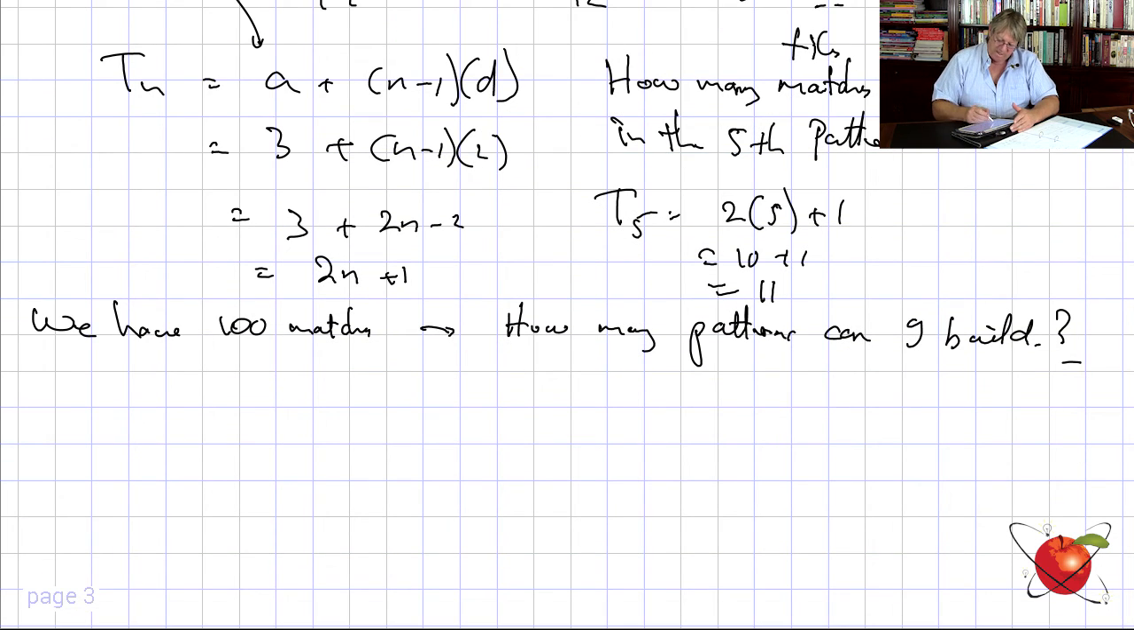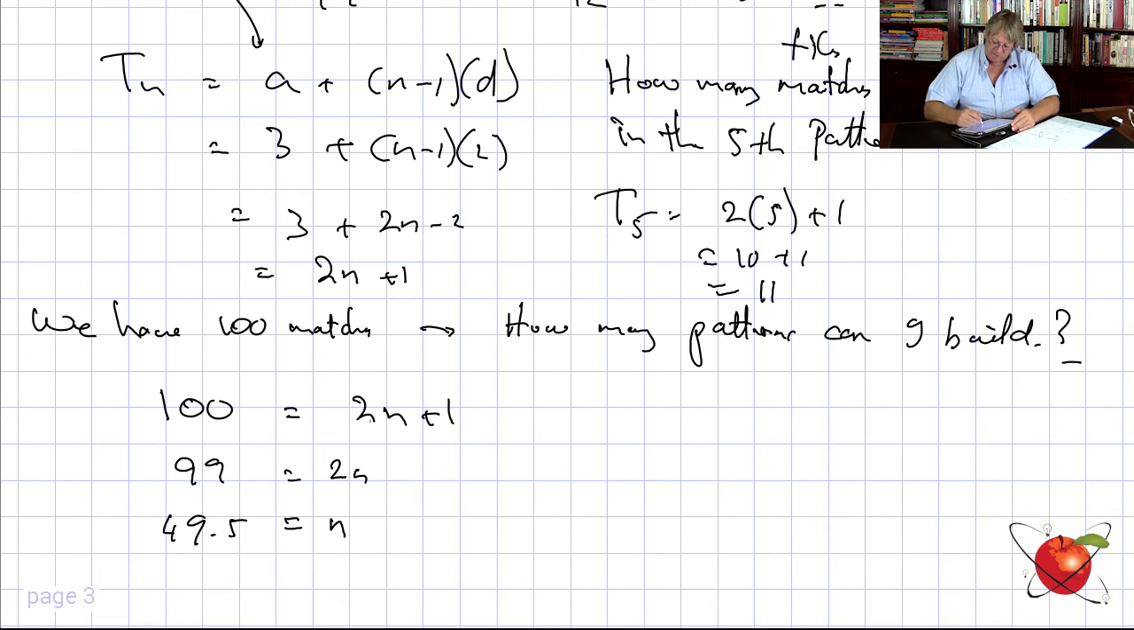But we've said we've got 100. So 100 is going to be equal to, just use the formula straight off, 2n plus 1. So now what? I now say, take it across, 99 equals 2n, therefore n is going to be equal to 49.5. What's my answer? What can I build? I can build 49.